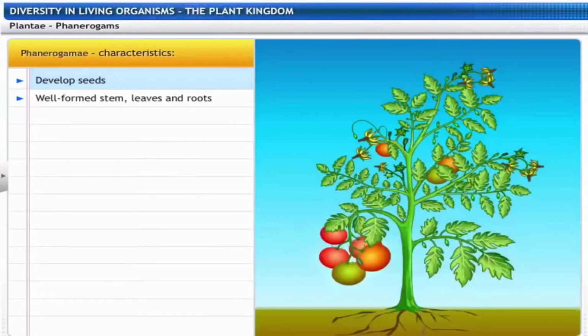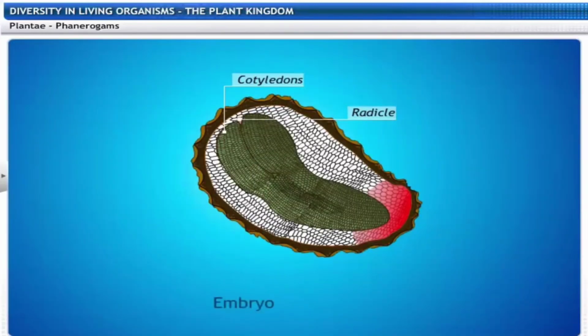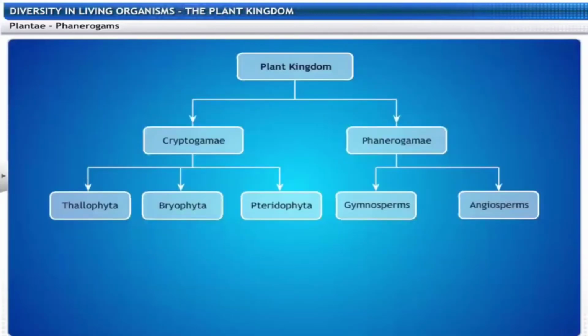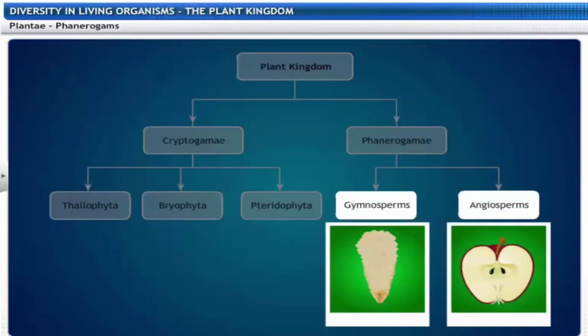Let us now look at the next subkingdom, that is phanerogams. They develop seeds and they have well-formed stem, leaves and roots. The seeds consist of an embryo along with stored food, which serves for the initial growth of the embryo during germination. Based on whether the seeds are naked or enclosed in fruits, phanerogams are classified into two: gymnosperms and angiosperms.